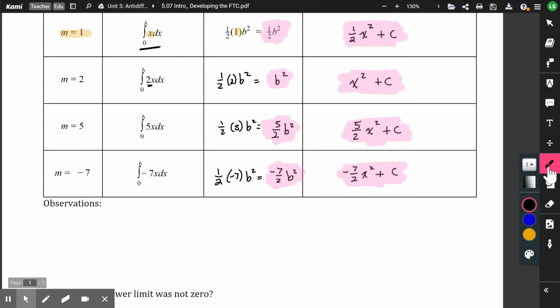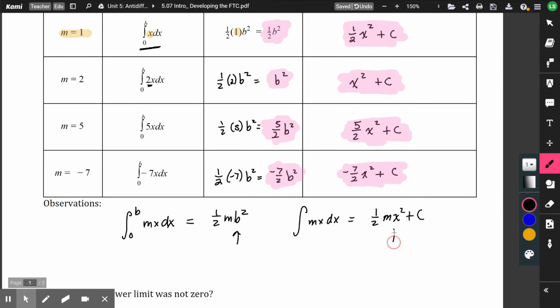Another way to look at this is to compare our general form, so the integral from 0 to b of mx dx, which we know that if our slope is m, we're going to end up with 1/2 mb squared as a total area, and compare that to what would happen if we just did the general antiderivative of mx dx. The two expressions are identical, aside from that plus c. Only with our area, we have the b plugged in for that value of x.